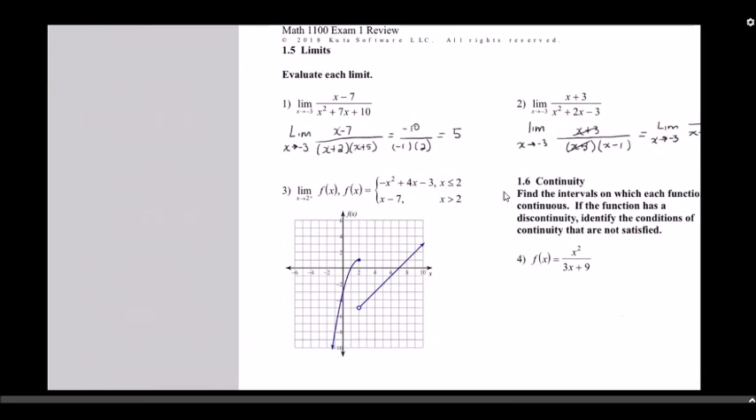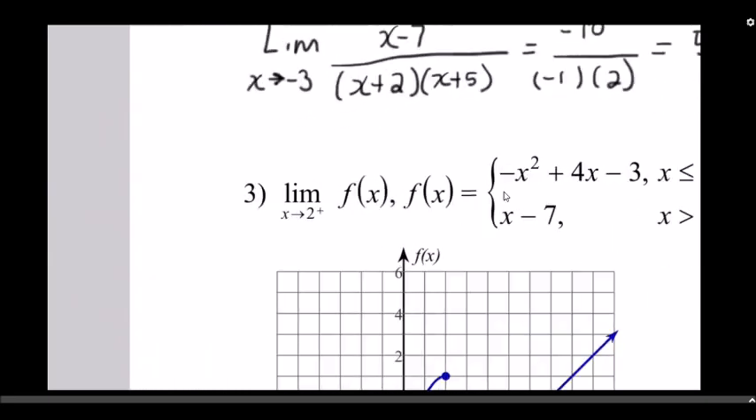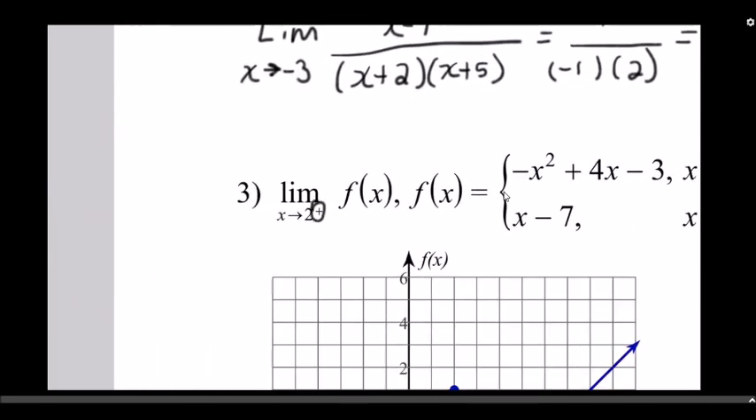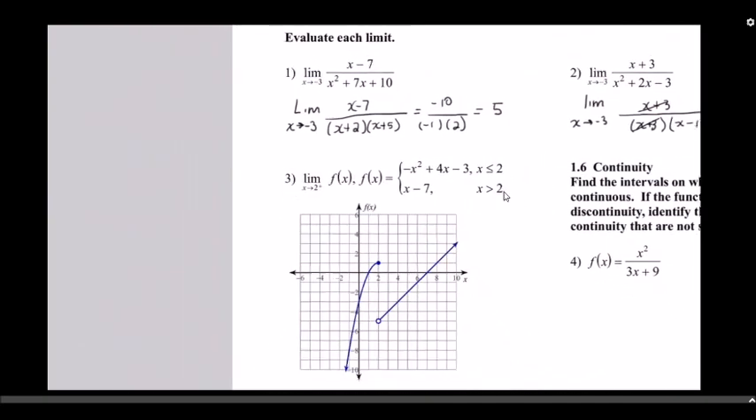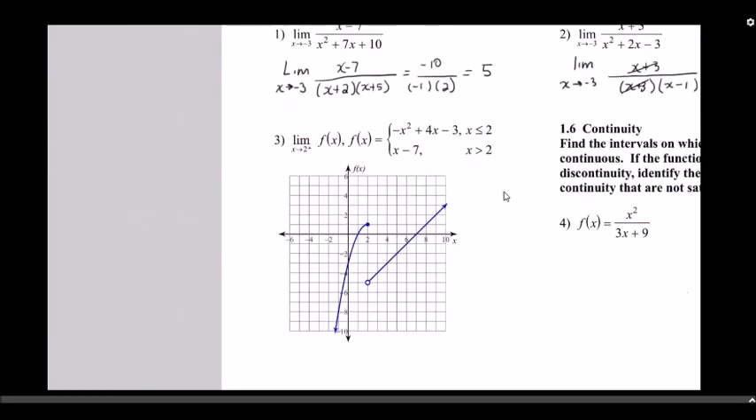Now for question 3, you notice right here we're taking a one-sided limit, and the plus sign means x approaches 2 from the right side or from the positive direction. And that's important because the type of graph we have is a piecewise function. There's a discontinuity right here in the graph.